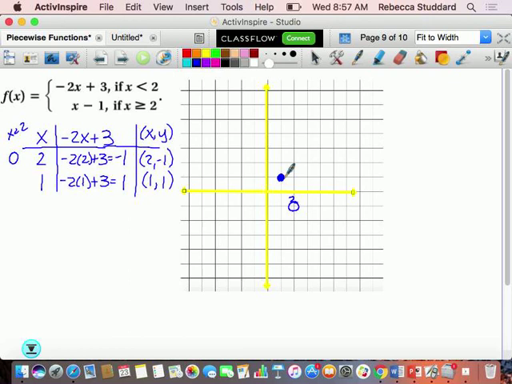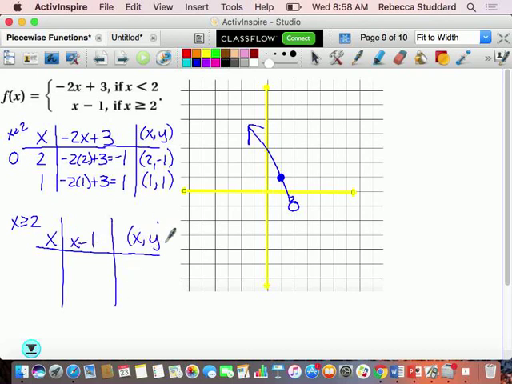Now this is x is less than 2, so I'm only going to draw the line to the left of 2. I only draw the line to the left of 2. Because we're doing x is less than 2. And then we'll make a table for x is greater than or equal to 2.